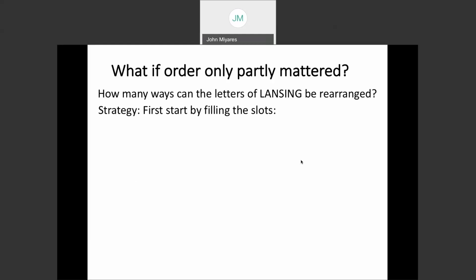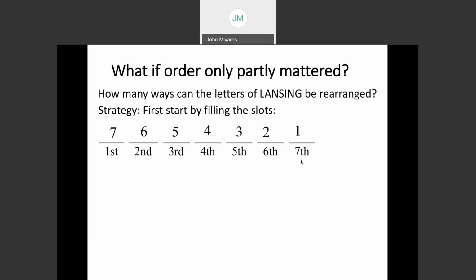We're going to start the same way as we did before, by filling the slots. There are 7 slots, 7 letters. So we're going to have 7 times 6 times 5 times 4 times 3 times 2 times 1, or 7 factorial ways that we can fill the slots to begin with. This multiplies out to 5,040 possible rearrangements of those 7 letters.